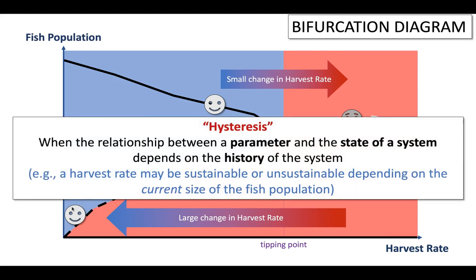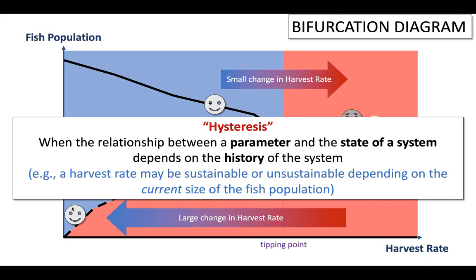And that is something called hysteresis. And hysteresis is often associated with these tipping point behaviors. Hysteresis is a fancy name for when the relationship between a parameter and the state of the system depends on the history of the system.